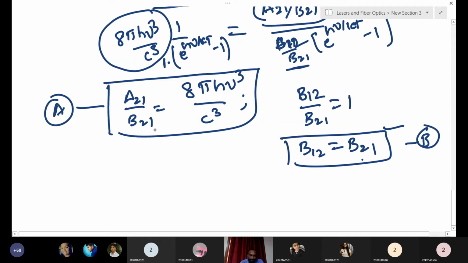And in this equation, A21 by B21 is the spontaneous emission coefficient to stimulated emission coefficient. This is the ratio between emission coefficients, one spontaneous, the other stimulated emission, and it is equal to 8 pi h nu cube by c cube. So this ratio mainly depends on frequency, since nu cube is there. h and c are constants: h is the Planck constant, c is the light velocity. This ratio mainly depends on frequency, and frequency is related to energy, so it depends indirectly on the energy levels of the system. The spontaneous to stimulated emission ratio mainly depends on the energy levels or frequency of the atoms.